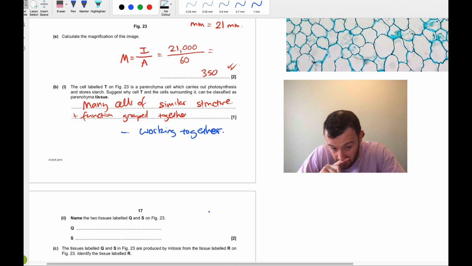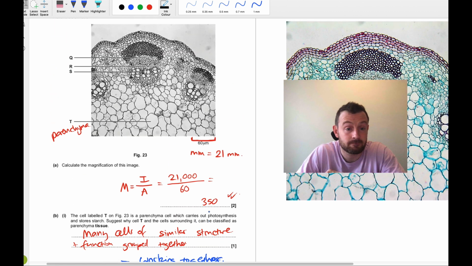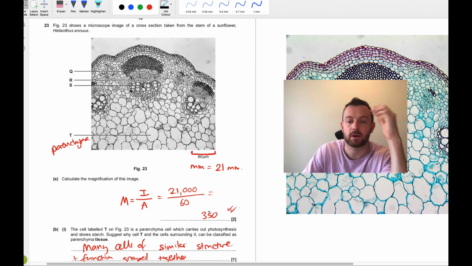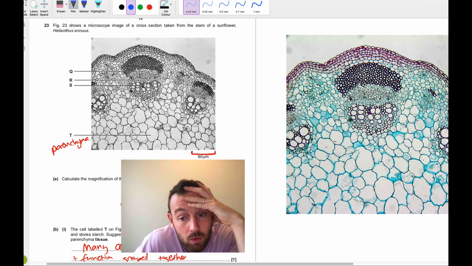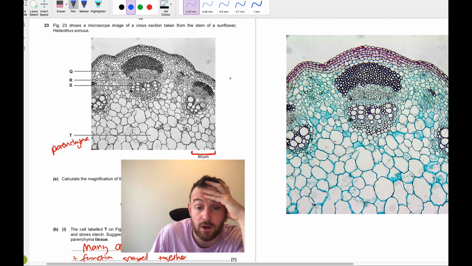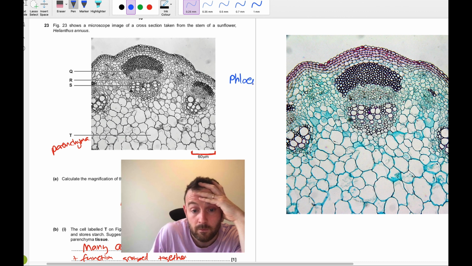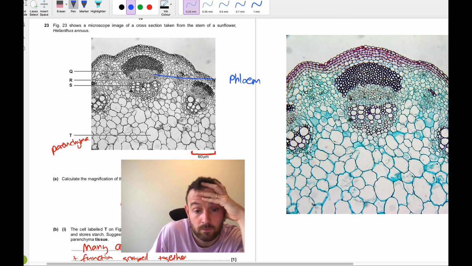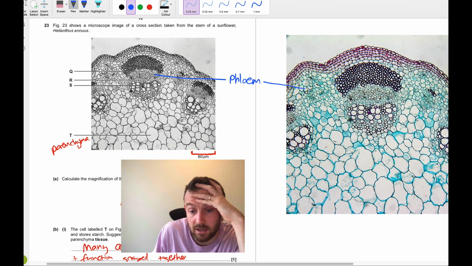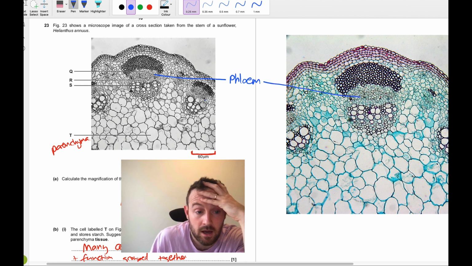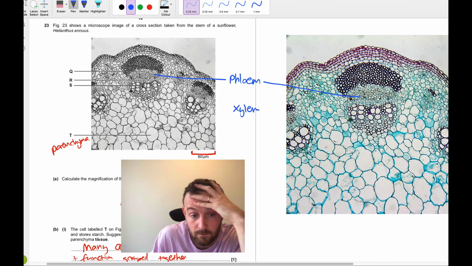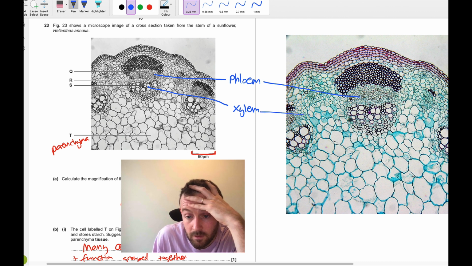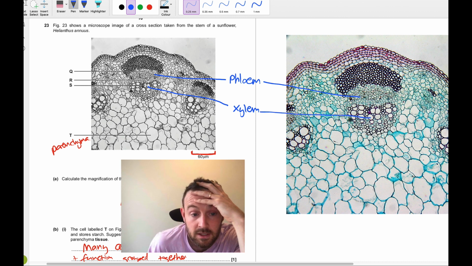All right, name the two tissues labeled Q and S. Well, let's actually just talk about these now for a minute. Okay, so always on the outside is the phloem, which is Q. And over here, that's these cells there. S is the xylem. That's these cells here. There's big empty xylem there.